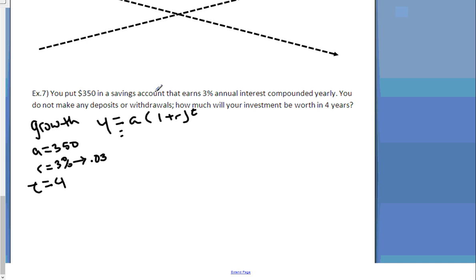Because you put it in a savings account, the bank is going to borrow your money from you. That's basically what you're doing when you put it in the bank. You're letting the bank borrow your money. And they're going to give you 3% interest on anything that's in your bank account each year. So you're going to have more money at the end. So watch how much money you'll have. $350 times 1 plus 0.03 to the 4th, which becomes 350 times 1.03 to the 4th. Do that on a calculator, please.